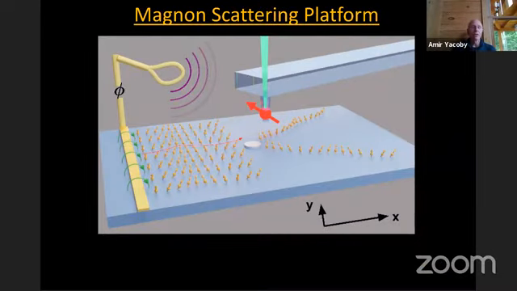What you can see here is a thin slab. This is going to be a magnetic insulator that's going to serve as our vacuum. It's vacuum in the sense that magnetic excitations, magnons, can live very long in this medium. They're very weakly damped. This is YIG, yttrium iron garnet. It's kind of the holy grail of high quality magnetic material. We're going to launch magnons using these strip lines on the left, these yellow lines.